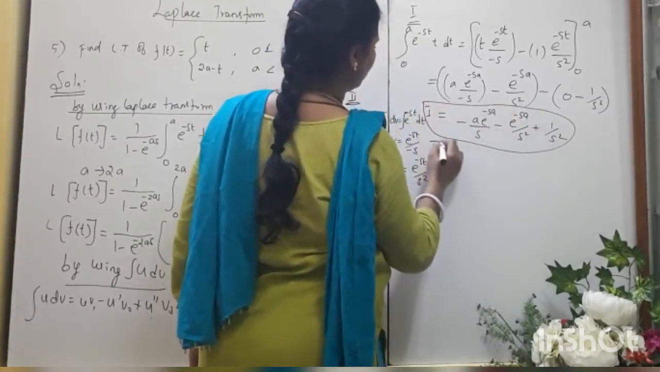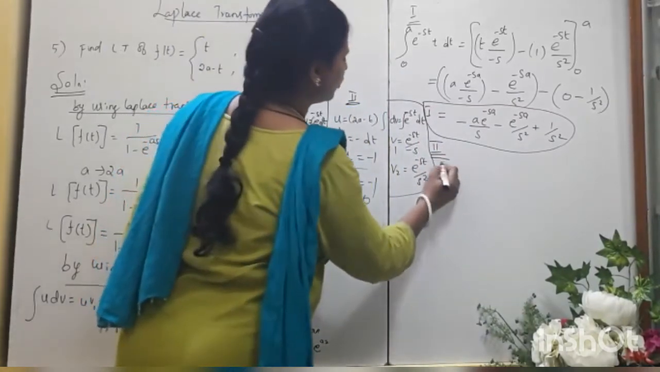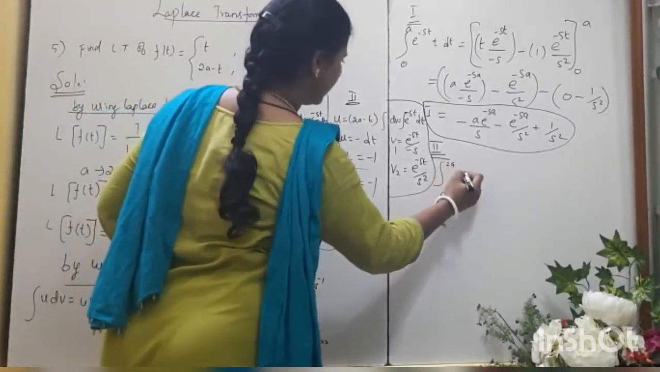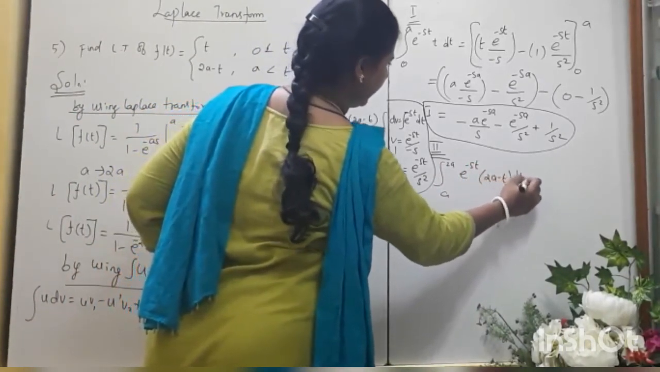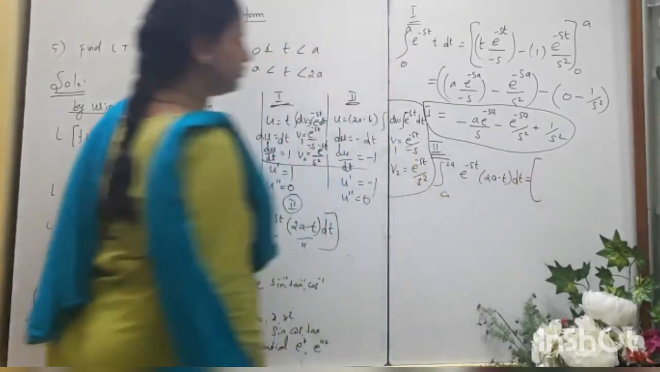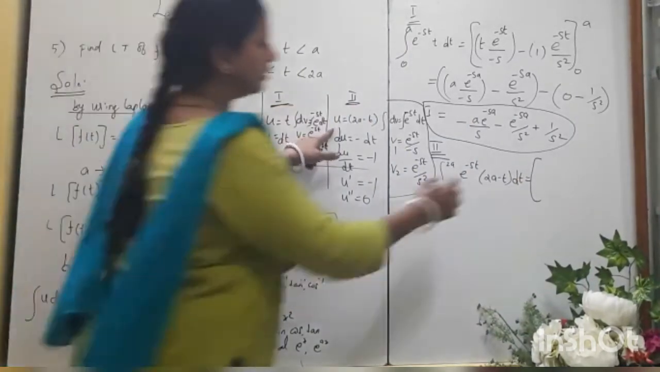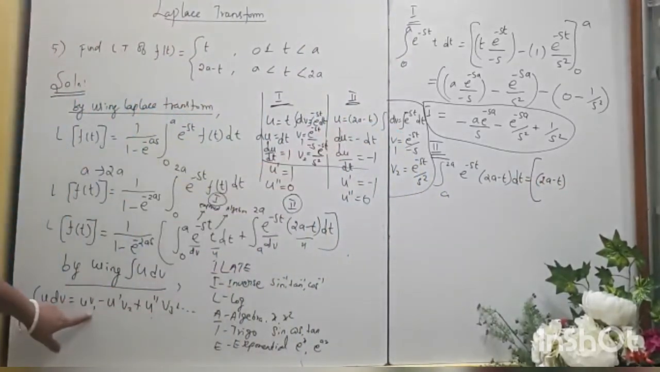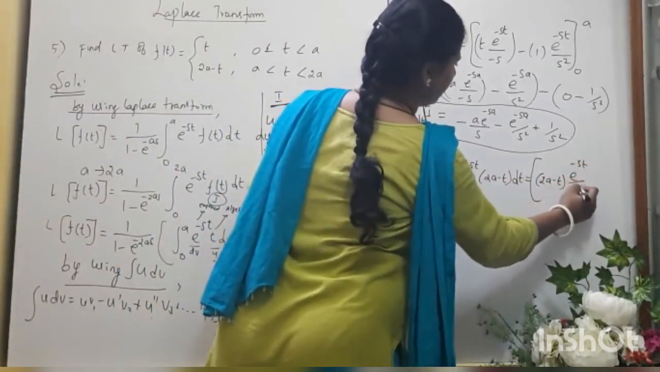Next, part 2. What is the part 2? Here, integral a to 2a of e power minus st times 2a minus t into dt equals, again you are following the same formula, u v1 minus u dash v2. What is u? Second part u is 2a minus t. u v1, what is v1? This is v1, e power minus st by minus s.